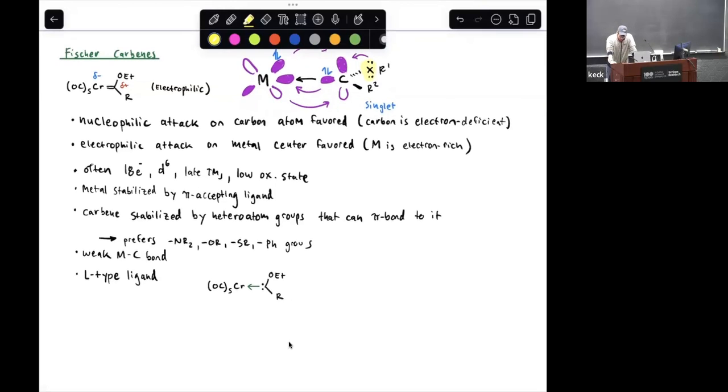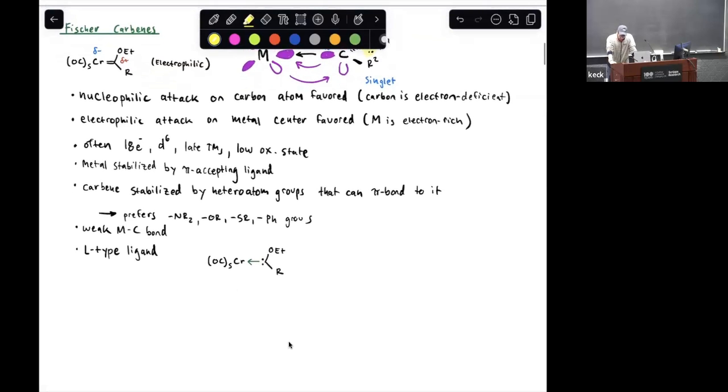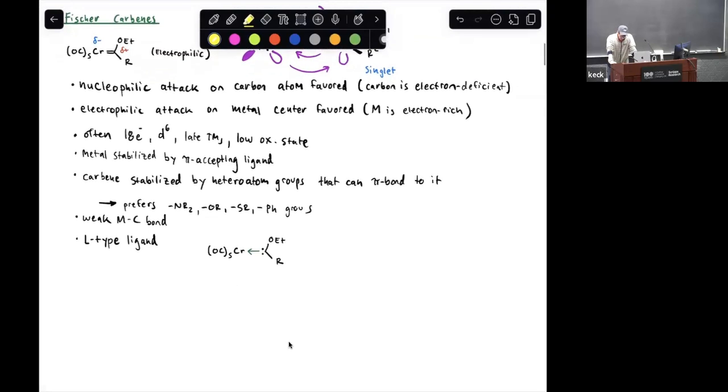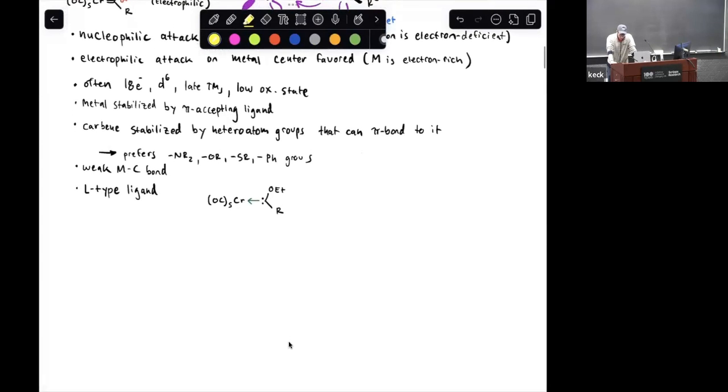So how do these react with other chemical entities? Nucleophiles will attack at carbon because of how the carbon metal bond is polarized. Electrophiles will engage the metal. We talked about how Fischer carbenes are often late transition metals in low oxidation state. We tend to see these with 18 electron coordinatively saturated d6 complexes, and we'll see how this contrasts with the Schrock type carbene.